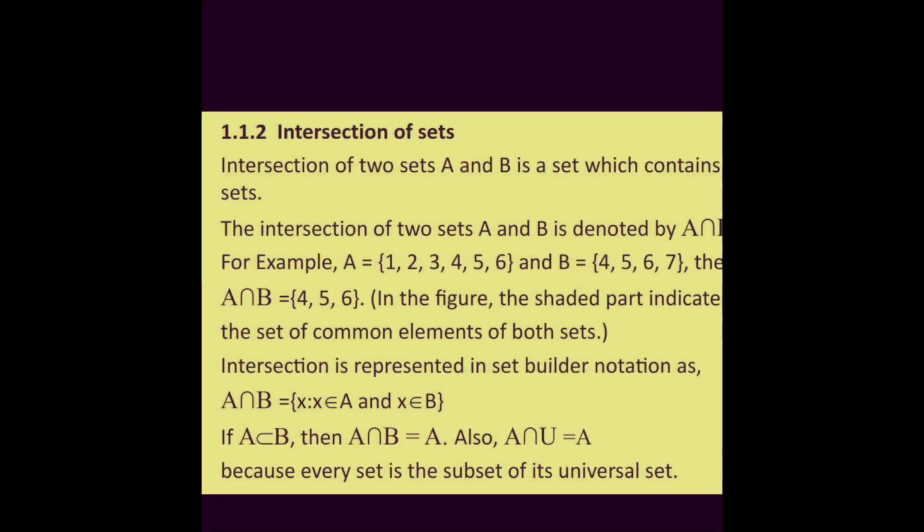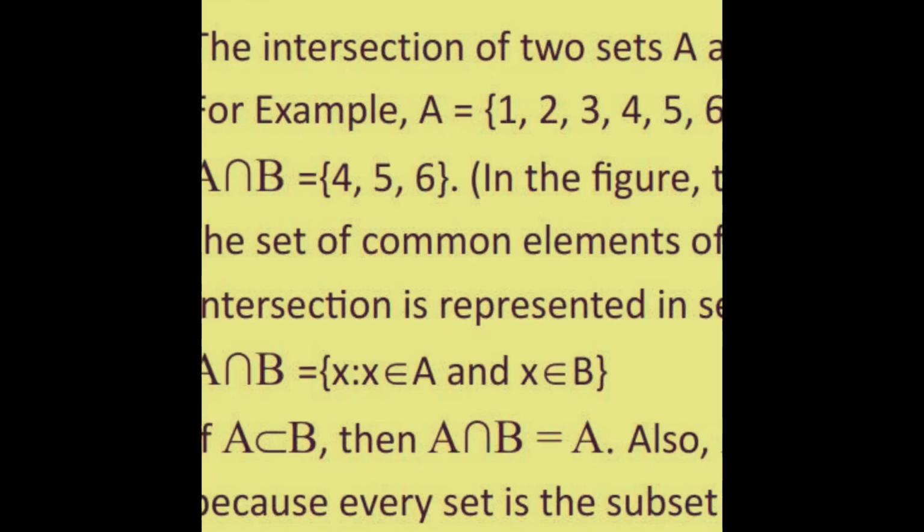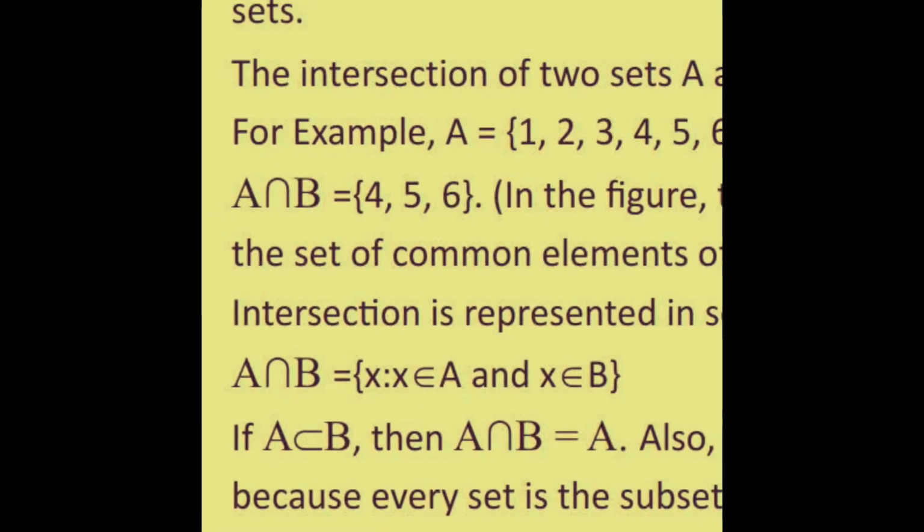And in set builder form, A intersection B is the set of X such that X belongs to A and X belongs to B. That means we write only those elements which belong to both the sets.